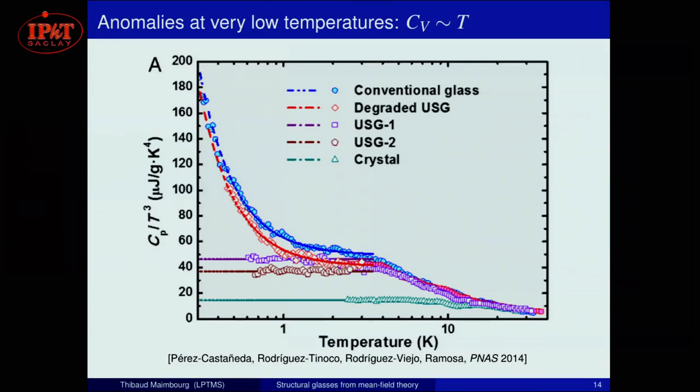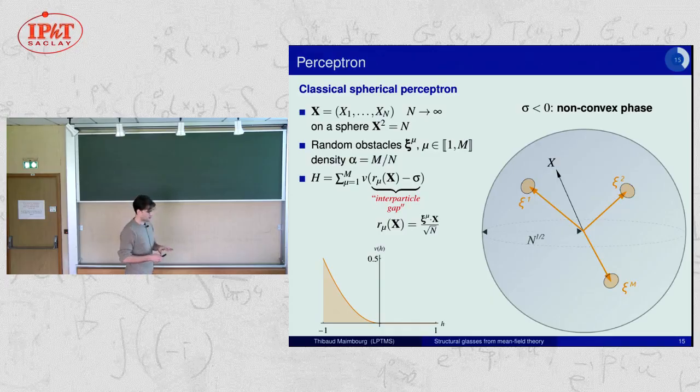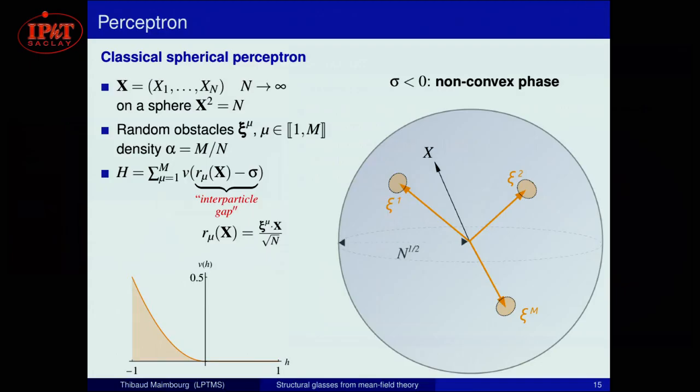So you perform your quench to this temperature, and then you let it fixed. And then you register the points. That's what they do. Well, basically the model we consider is very similar to the infinite dimensional one, but it's a bit simpler. It's called the spherical perceptron.